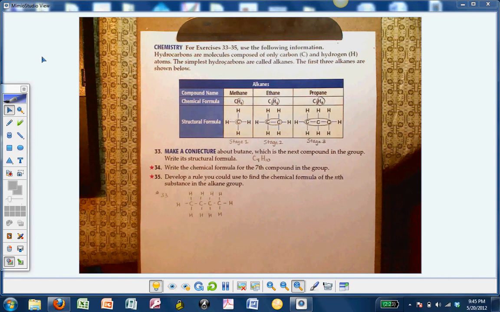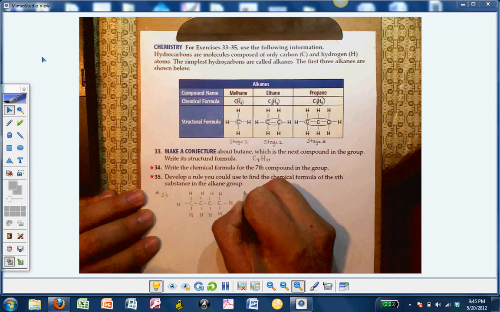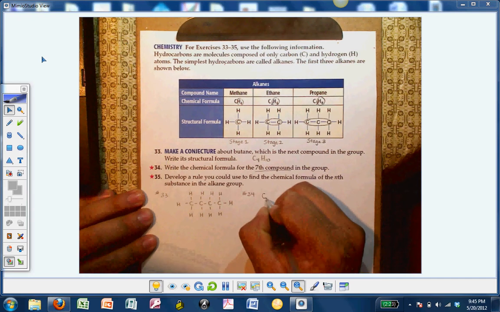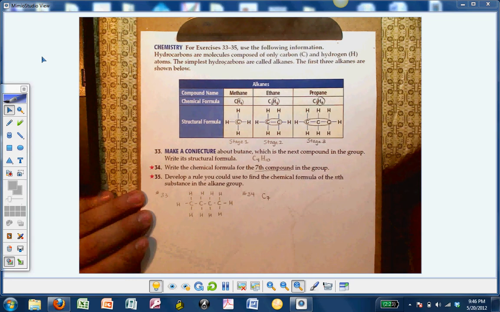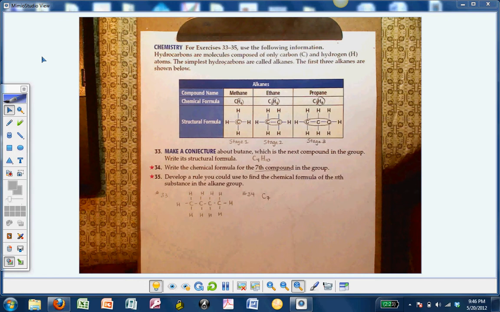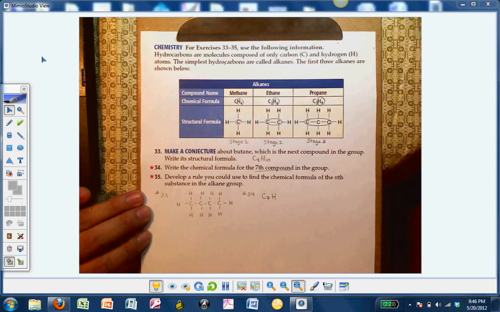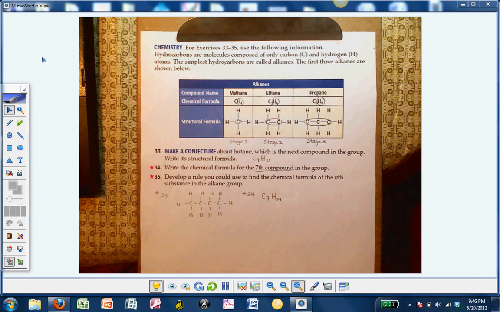For number 34, it says write the chemical formula for the 7th compound in the group. Well, based on our pattern from problem number 33, if we're looking at the 7th compound, the number of carbons corresponds to the stage number. Therefore, we will have 7 carbon atoms. And we know that for each stage, the pattern goes up by two from the previous one. So if we keep the pattern, we can see that there will be 14 hydrogen atoms. So here's the chemical formula for the 7th compound in the group.